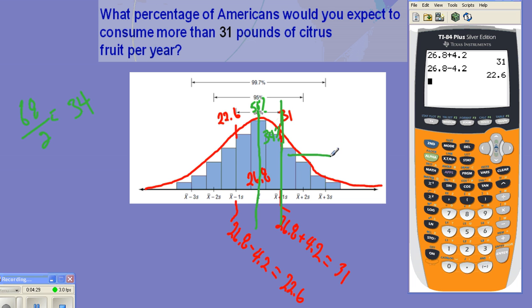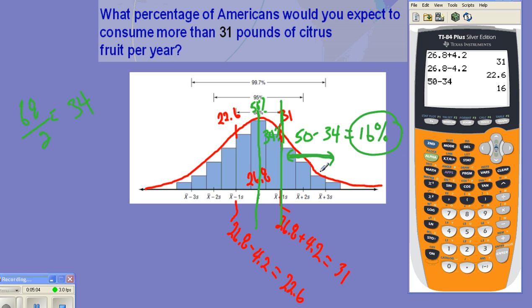So what's left over out here is going to be my total of 50%, or the top half, minus the 34, which is 50 minus 34, 16%. So at that point, what that leaves me with is 16% of Americans consume more than 31 pounds of citrus fruit. All right, so that's how we answer the question.